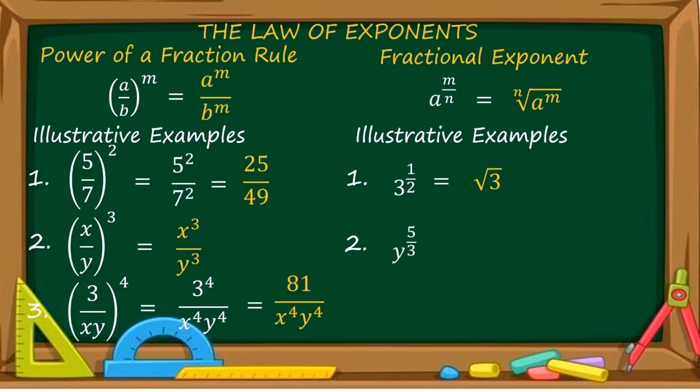Next, y raised to 5 over 3 is equal to the cube root of y raised to 5. Lastly, we have the quantity 2x raised to 3 over 4. It is equal to the fourth root of the quantity 2x raised to 3.